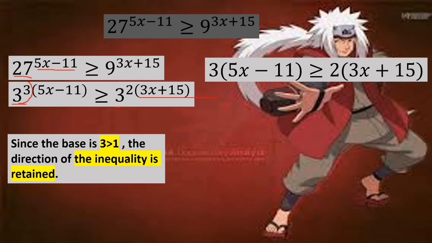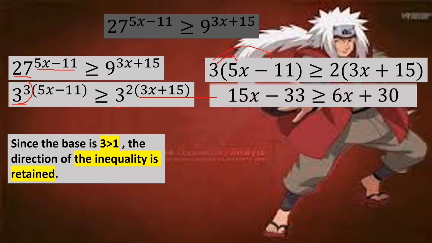So, isasama lang natin yon. So, 3 times the quantity of 5x minus 11 is greater than or equal to 2 times 3x plus 15. Then, distributive property ang gagamitin natin. So, 3 times 5x is 15x minus 33. So, dito din sa kabila, ganun din yung gagawin natin. So, 2 times 3x, that is positive 6x. 2 times 15 is 30.